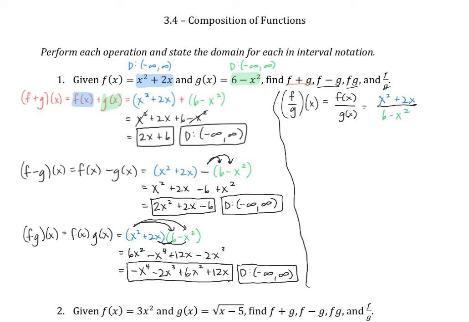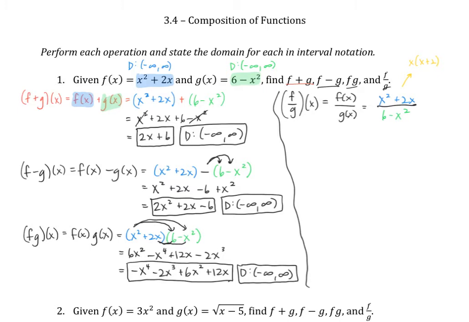So here what you would want to try to do is factor out anything that you can, and then see if you could reduce or cross out any common factors from the top and the bottom. Here there's nothing to reduce. You could factor out an x on the top, but that's not going to be helpful, because if you factor out an x on the top, you will get x times x plus 2.